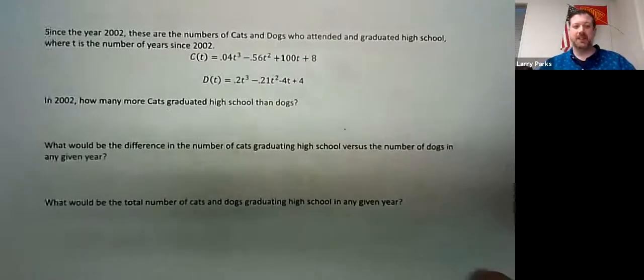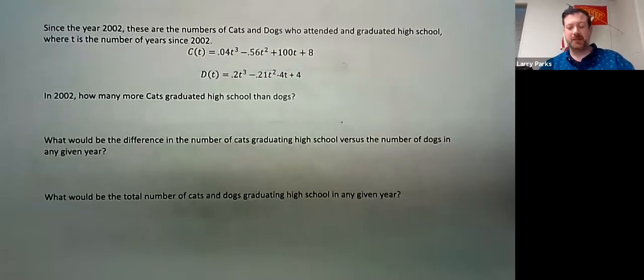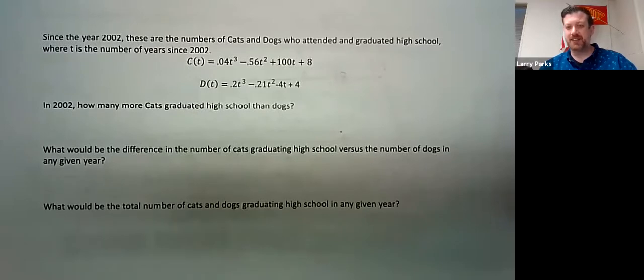This is another function problem. And again, I'm just trying my best to help you guys be successful. So since the year 2002, that's the year I graduated high school, these are the numbers of cats and dogs who attended and graduated high school. Obviously, this is a made-up word problem. So where t is the number of years since 2002. So I've been keeping track of cats and dogs graduating college, or actually high school. Graduating college, that's absurd. You can't graduate college. High school, that's easy.